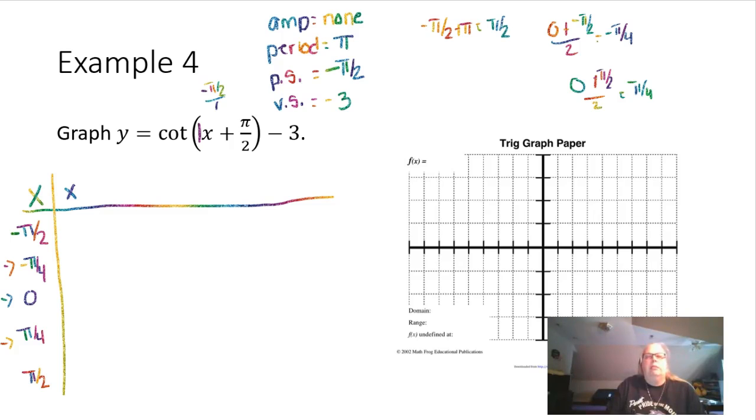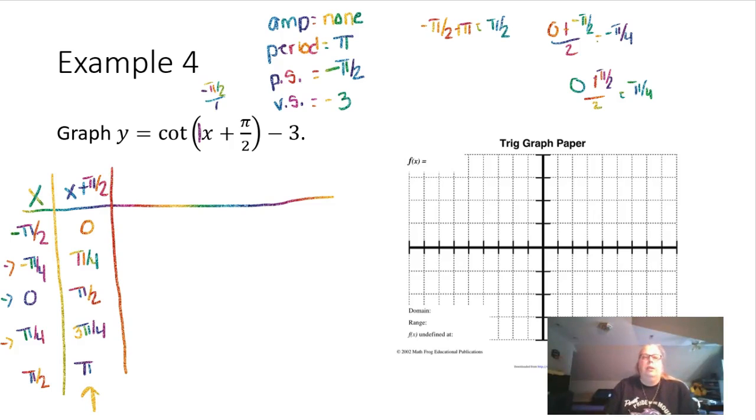Take your angle, add pi over 2. Negative pi over 2 plus pi over 2 is going to give me 0. Negative pi over 4 plus pi over 2 is going to give me positive pi over 4. 0 plus pi over 2 is going to give me pi over 2. Pi over 4 plus pi over 2 is going to give me 3 pi over 4. And pi over 2 plus pi over 2 is going to give me 2 pi over 2, but that reduces to pi. And this is good, because there is the column I was looking for. There's all my key points.